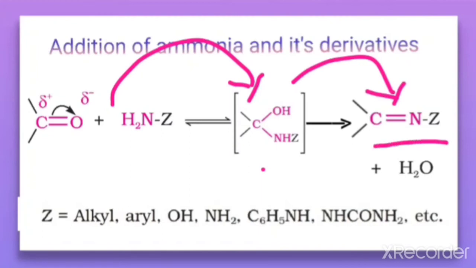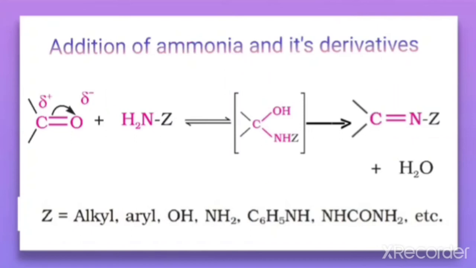But in order to write the product very easily, when we get a question on this area, such as completing the equation, the best way is to do it in this way: remove this oxygen and 2 hydrogens from here. What is Z here? Z can be any alkyl group, it can be an aryl, it can be an OH. For example, if Z is OH, here it is OH.